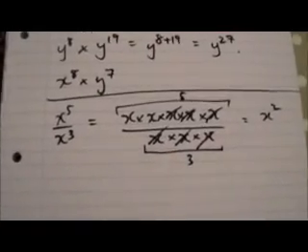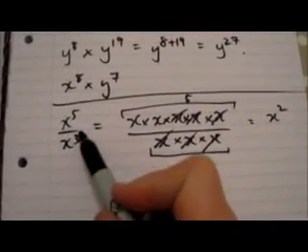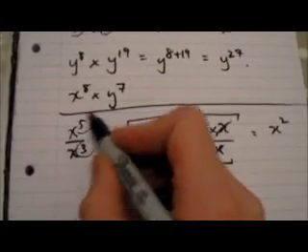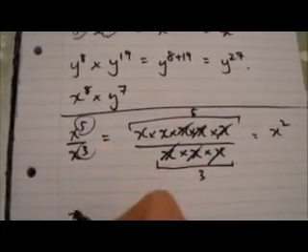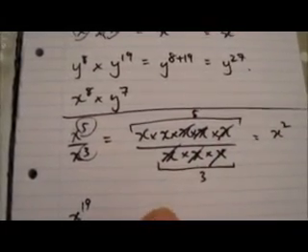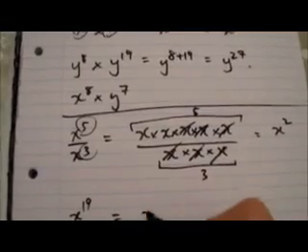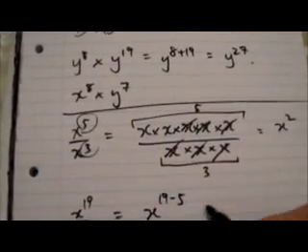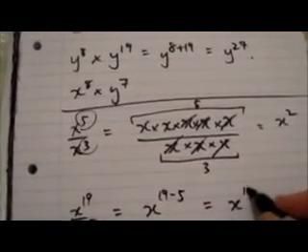So what you're looking at doing there is you're taking away this number here. So this number gets subtracted from this number. So x to the power of 19 over x to the power of 5 is x to the power of 19 minus 5. So that's x to the power of 14.